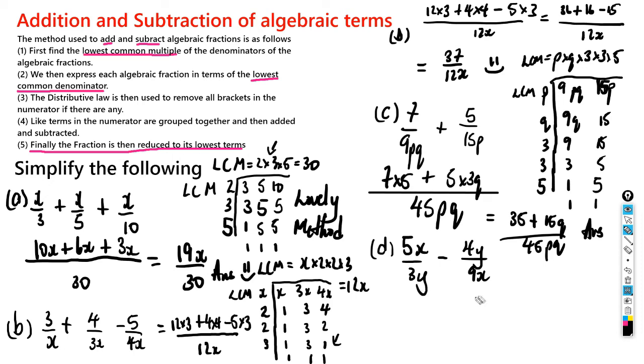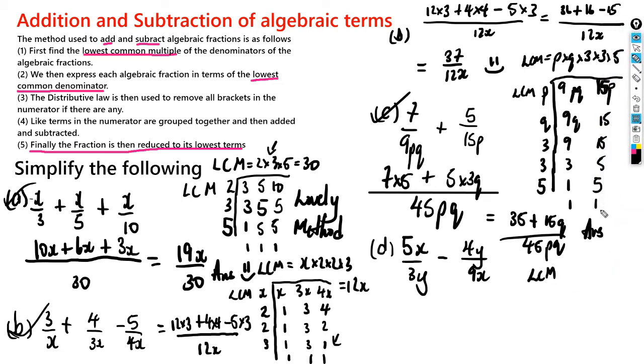Cool. So let's look at this one now. We want to find the LCM, of course, for D. We did C, we did B, and we did A. Now we want to find D. It's a little messy, but let's try to do the best we can. So to find the LCM of the denominators, I'm going to use the lovely method again, 3y and 9x.